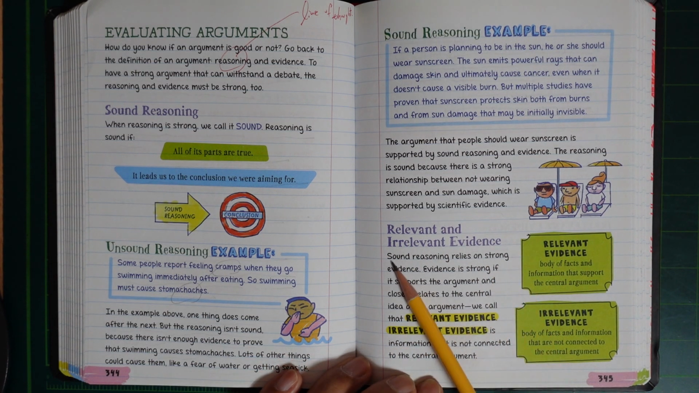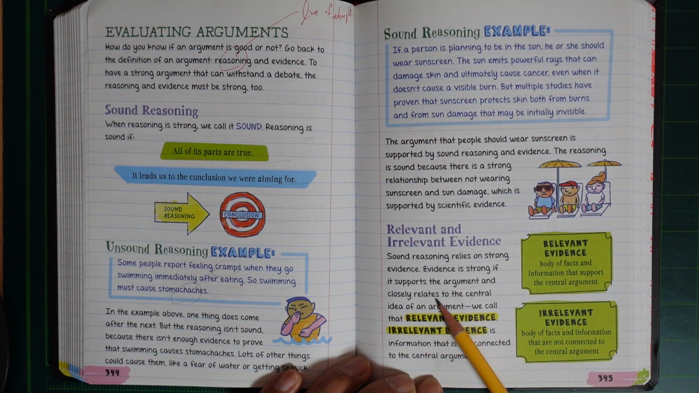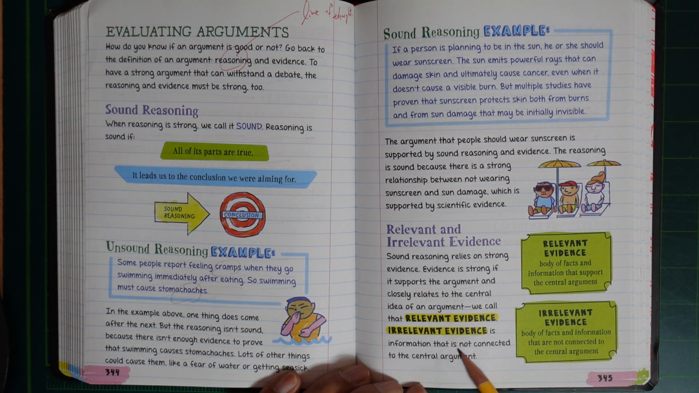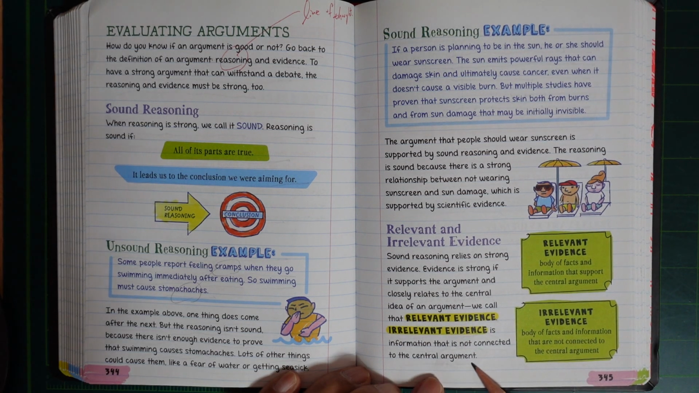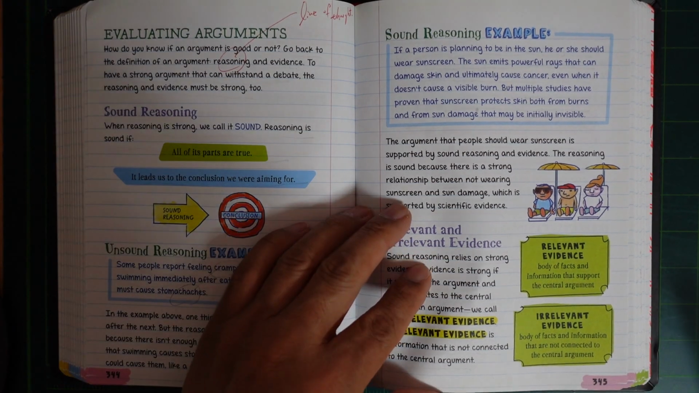Relevant and irrelevant evidence. Sound reasoning relies on strong evidence. Evidence is strong if it supports the argument and is closely related to the central idea of an argument. We call that relevant evidence. Irrelevant evidence is information that is not connected to the central argument. Relevant evidence: body of fact and information that supports the central argument. Irrelevant evidence: body of fact and information that are not connected to the central argument.